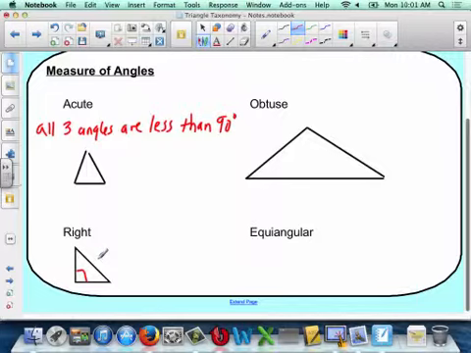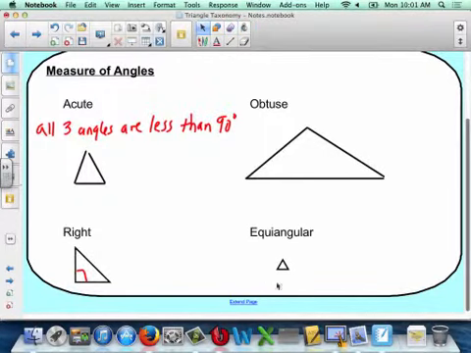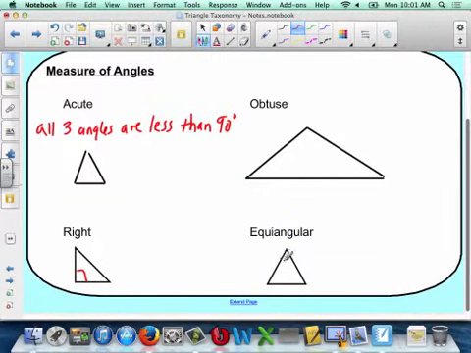Now, guys, take part in this word right here, equiangular. I'm guessing they're all going to be the same. Well, if the sum of the angles is 180, what does that make each angle? 60 degrees. So an equiangular triangle has all 3 angles equal, and they're all going to be 60 degrees. By the way, an equiangular triangle is the same thing as an equilateral triangle.